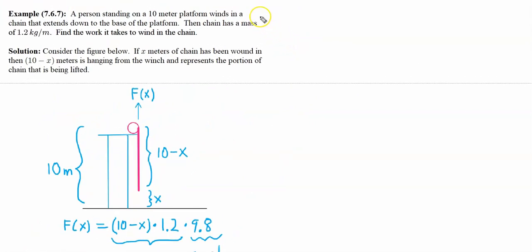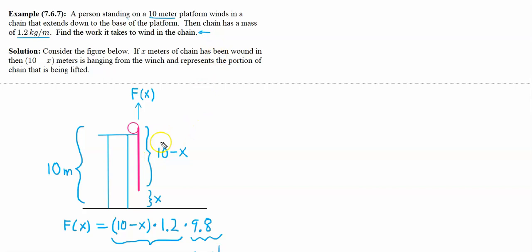Now let's take a look at this example. Here we have a person standing on a 10-meter high platform, and they wind in a chain that extends down to the base of the platform. Now assume the chain has a mass of 1.2 kilograms per meter. So that's the mass density of this chain. Each meter of the chain has a mass of 1.2 kilograms. Let's find the amount of work it takes to wind in the chain.